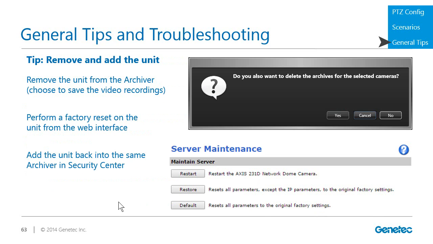The next tip is to remove the unit from the archiver, perform a factory reset on it to restore the defaults to the unit, and add it back to the security center. Now we've seen this in a few of the specific troubleshooting steps, and it's really not a bad thing to try in general. You're not going to lose any video recordings when removing the unit if you choose to keep it, and the archive video should be associated with the same unit when it comes back up, just as long as you do say that you want to keep the video when it prompts you for it there.